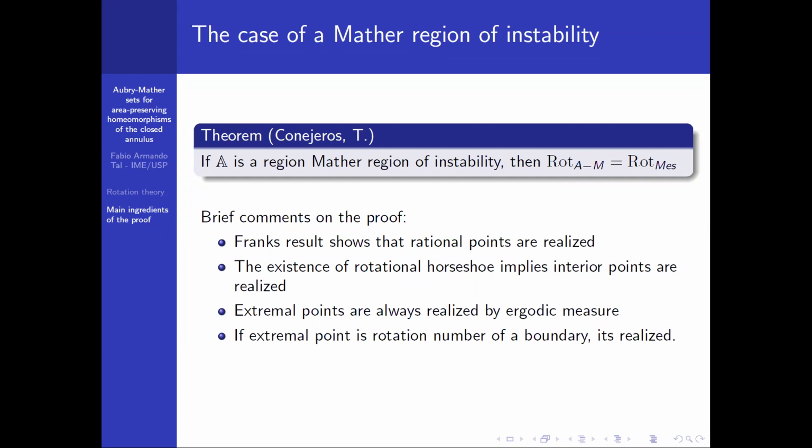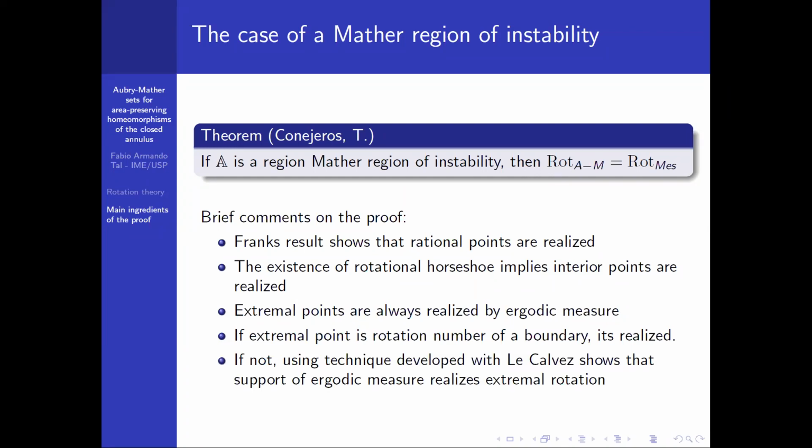First one is, if it's the rotation number of a point in the boundary, then you just take the boundary as your Aubry-Mather set. And this is easy. But if it's not, then you have to work, and a lot of the work is that you have to use this forcing technique. It's something that I developed with Patrice.